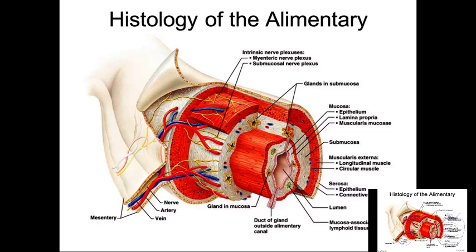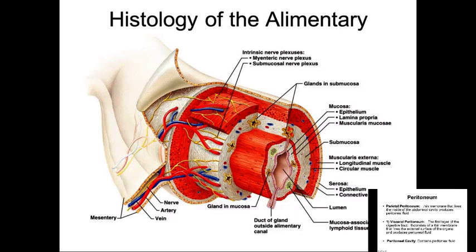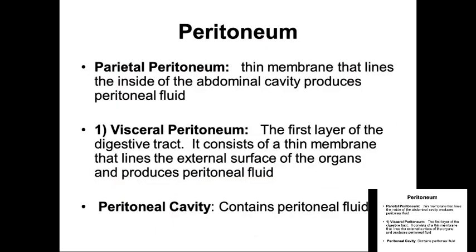So when the nutrients are carried away, they're going into the veins. In order to make these muscles contract, they need oxygen and energy. That's going to be delivered into the arterial system. So if we look at that outermost layer, the serosa, that is made up of the visceral peritoneum. That's the first layer of the GI tract. It's the outermost membrane.